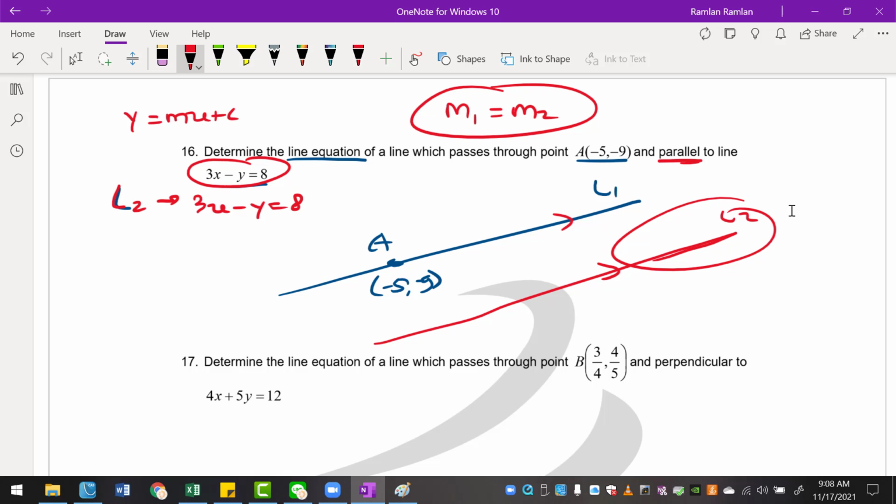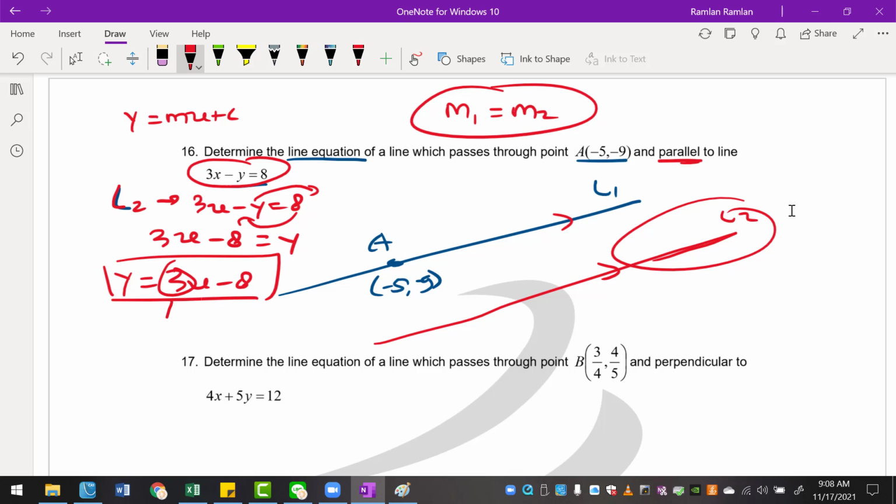Notice that if I move this here and that there, that will be 3x minus 8 equals y. I'm moving this here and this one here, so I can just swap them. y equals 3x minus 8. And there you go. Which means that the gradient is this one. This is the gradient of L2.